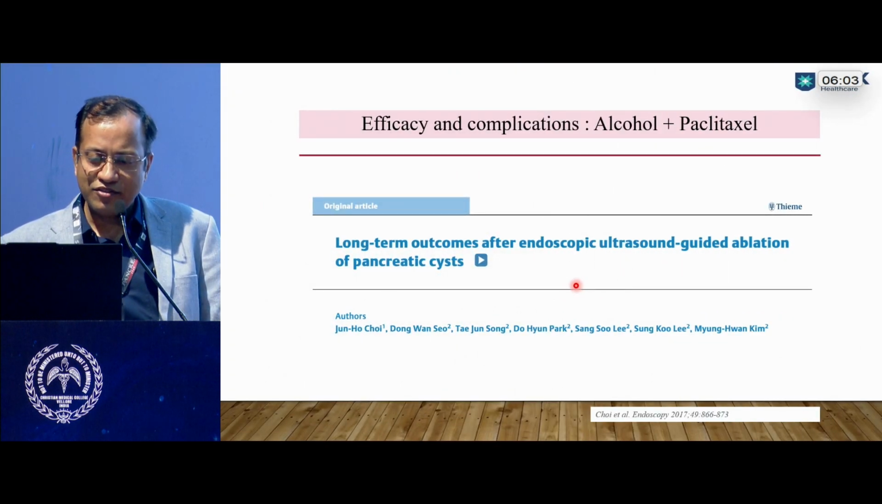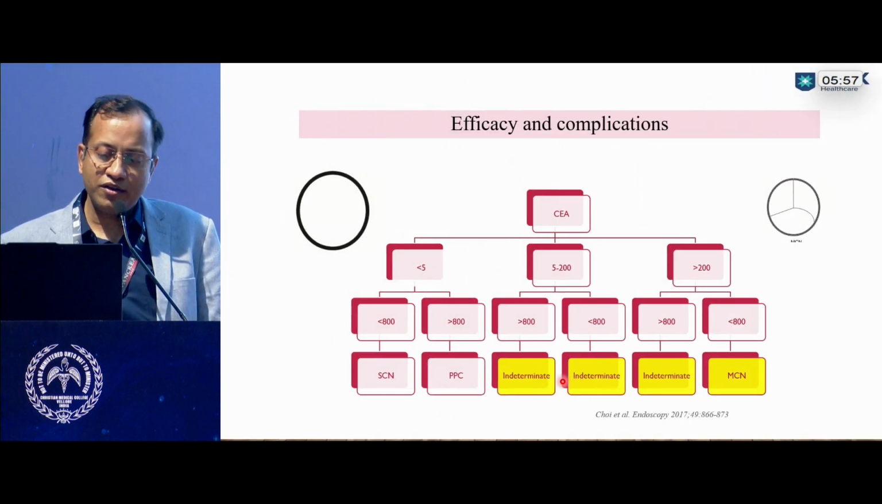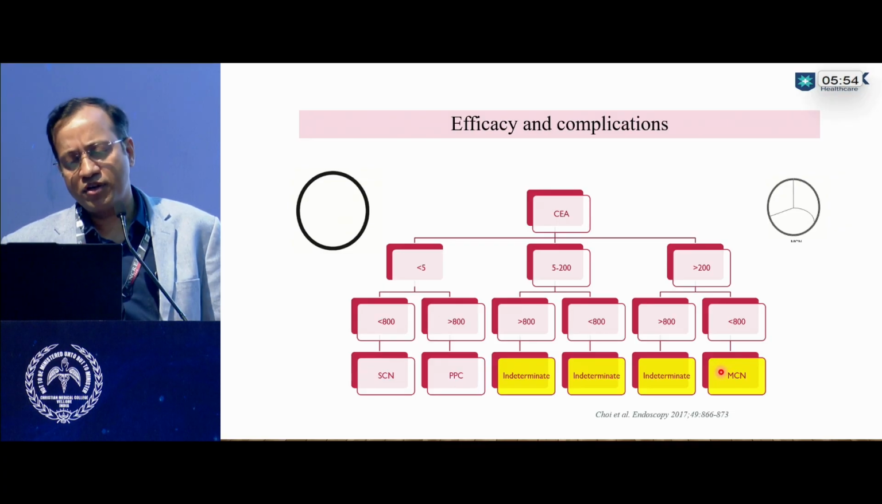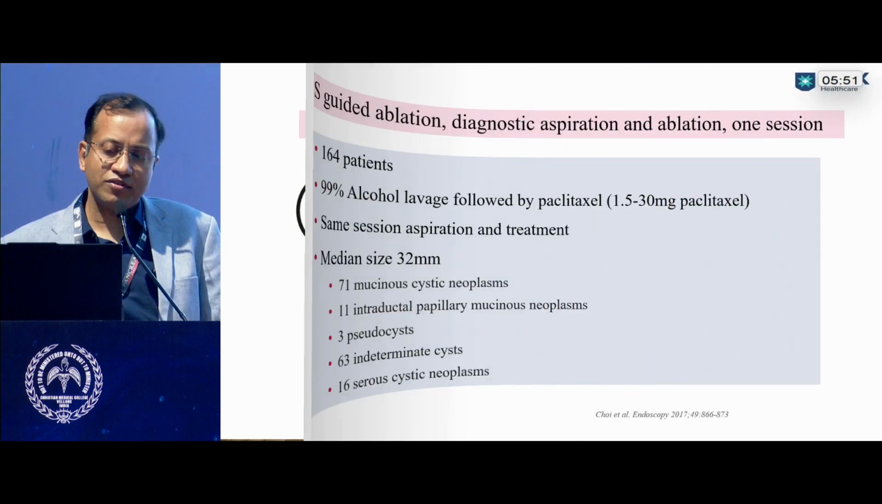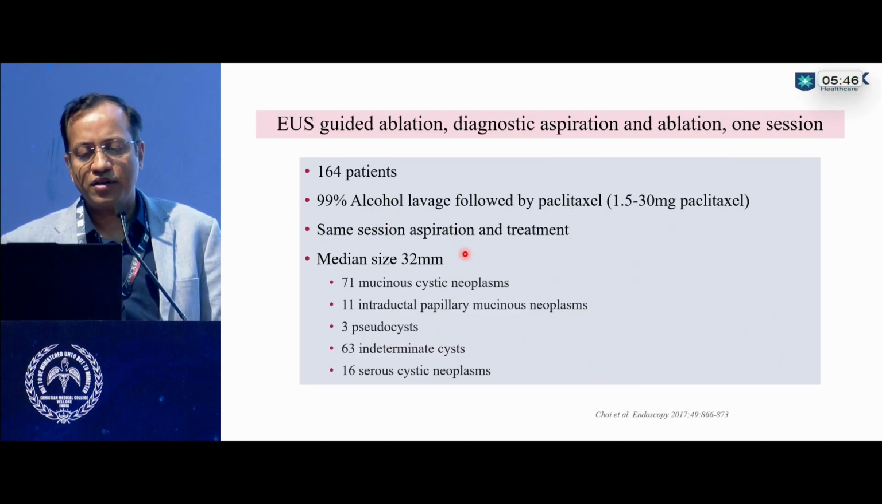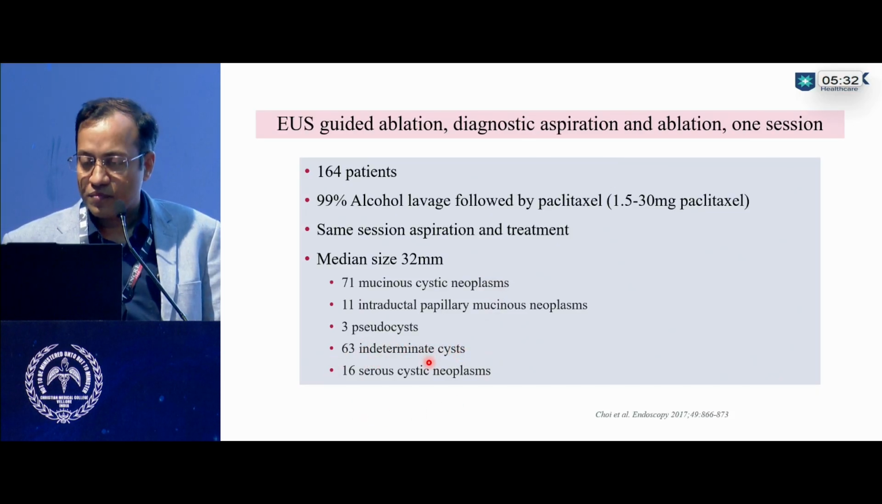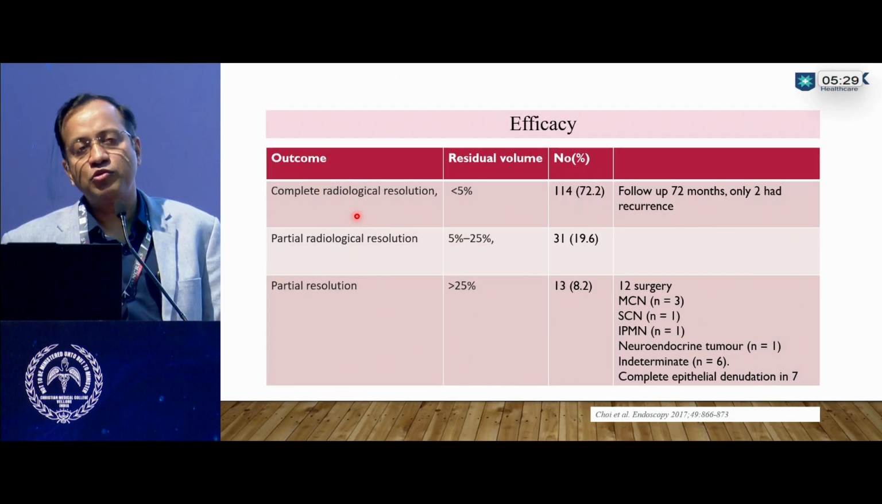So this is a large study of 164 patients. In this study, patients who had indeterminate or mucinous cystic neoplasm, both lesions, were involved. The 164 patients underwent ablation with alcohol followed by paclitaxel, in the same session, one session of treatment, and the median size was 3 cm. Most lesions were mucinous, then 63 were indeterminate, and a few were serous cystic neoplasm. Looking at the outcome, complete resolution is defined as a 95% reduction in volume of the cyst.